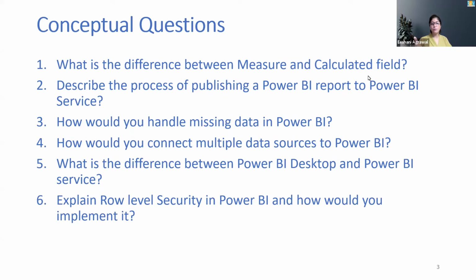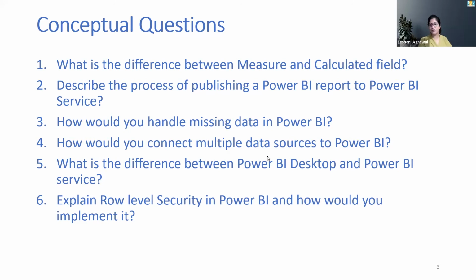Right? How would you implement it? We go to manage roles, we give the conditions over there, assign the role. Once we publish, then we assign the role to the people. So that is what row level security means. Yeah. All right. Got it.